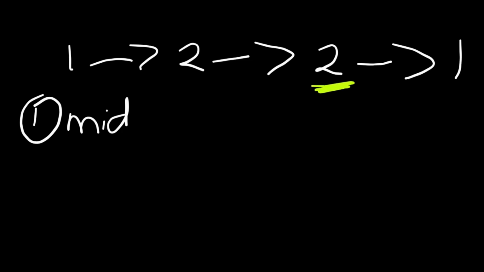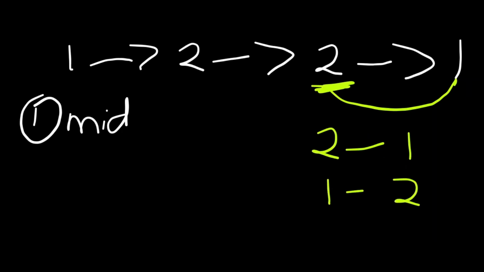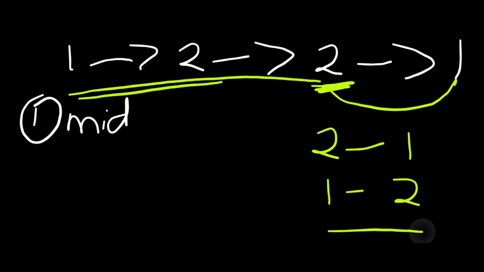if we find the middle here, right, let's say this is the middle, and we reverse the middle, so the middle linked list is going to be 2, 1. We reverse it to 1, 2. If we start to compare the original linked list up to the middle, we would see that 1, 2 is the same as 1, 2, right?